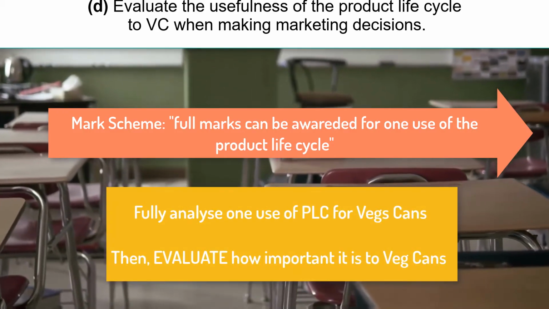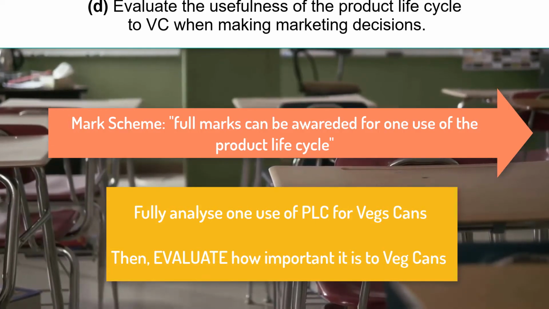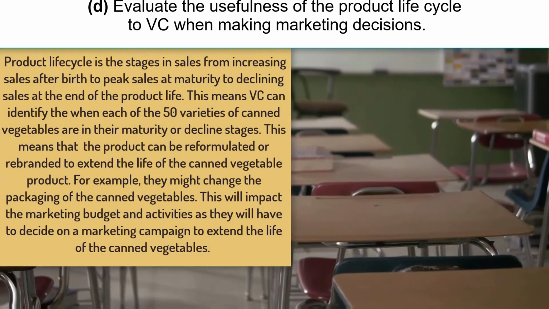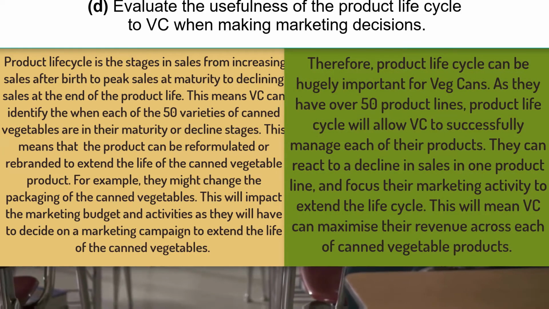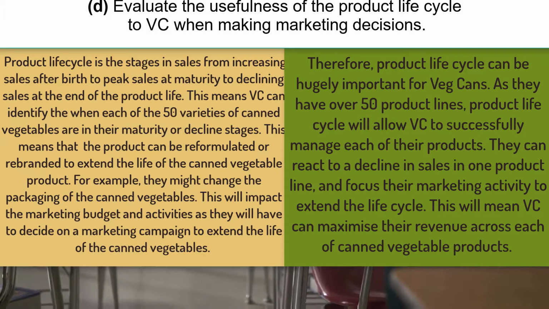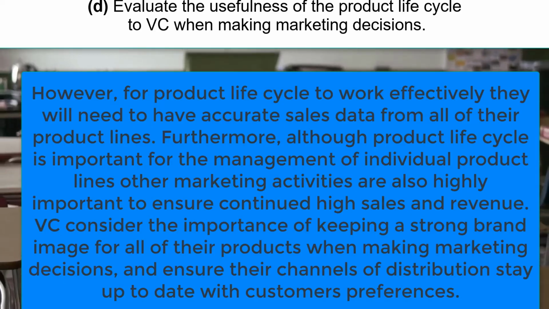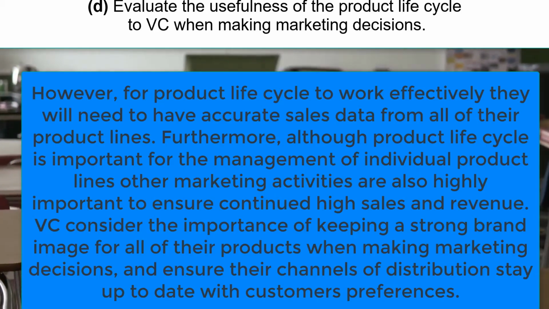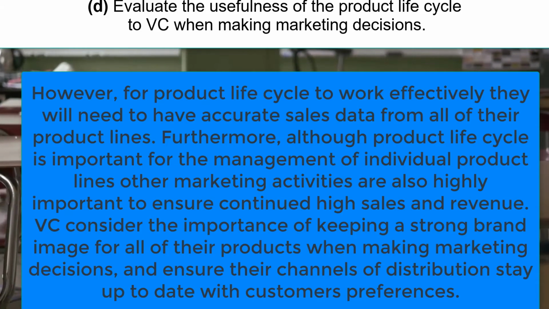The key here is to fully analyse one use of product life cycle for marketing decisions. Then evaluate why it is important for Veg Cans marketing decisions. In this case, we will explain how it will impact the business through higher revenue. But for evaluation, we also need to examine why product life cycle may not be so useful. Here we show evaluation by explaining how product life cycle's impact on marketing decisions may be limited by the accuracy of the sales data. We also show that other marketing information is also important to consider when making marketing decisions.